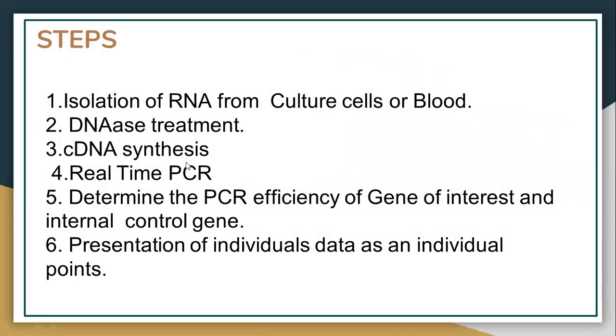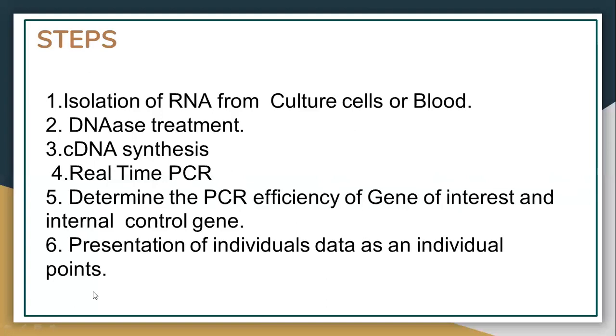Another is the steps. If we use an RNA sample, we isolate RNA from cultured cells or blood, then give a DNase treatment so that it is DNA free, then convert it into cDNA using the reverse transcription method. The cDNA lacks introns. Then we analyze it in real-time PCR, determine the PCR efficiency of the gene of interest and the internal control gene, and present individual data as individual points.